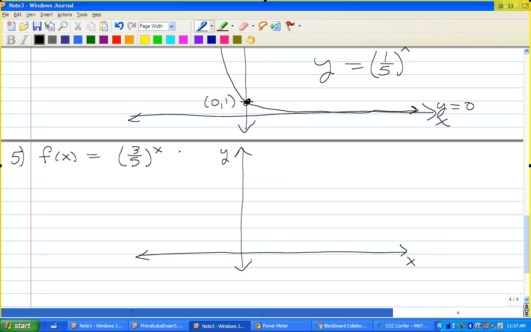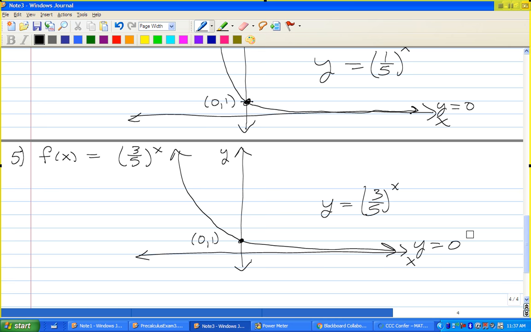So it should look something like this. So y equals (3/5)^x. At -2 it's 25/9. At -1 it will be 5/3. At 0, it's 1. At 1, it's 3/5. At 2, it's 9/25. It approaches 0 as x goes to infinity. So y equaling 0 is the asymptote.